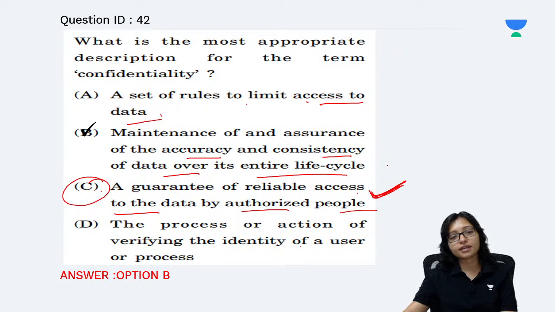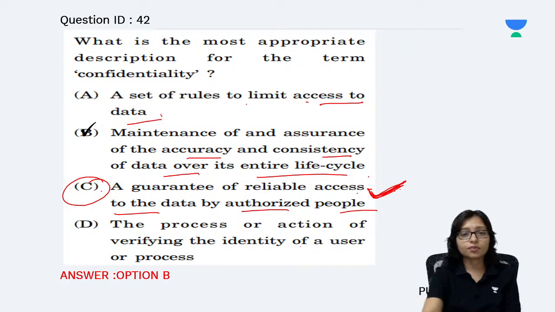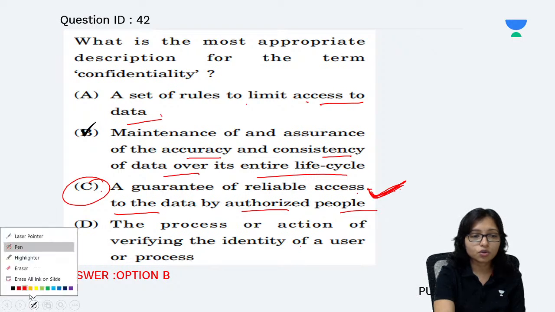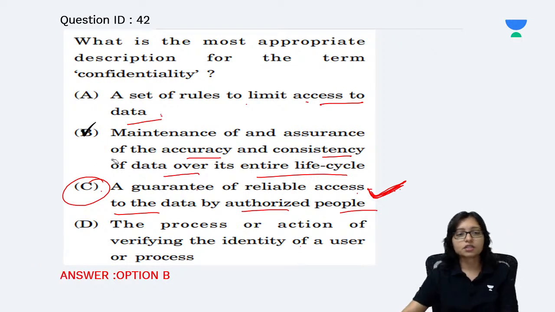Option C is the correct answer. I don't know why the answer key paper is giving the wrong answer. Guarantee of reliable access, it is non-repudiation? Wait. Maintenance, confidentiality? No. It is not confidentiality.